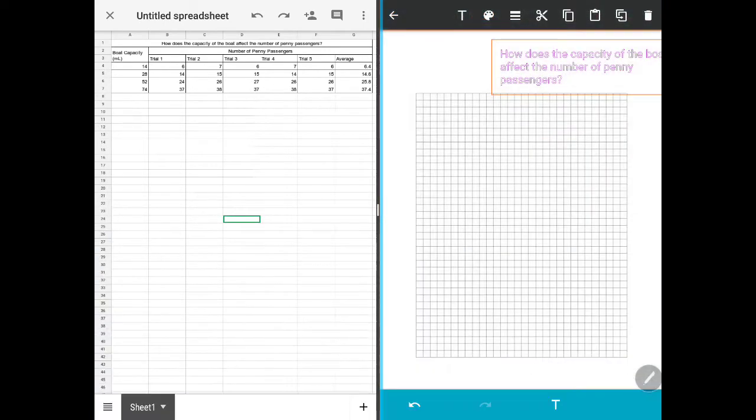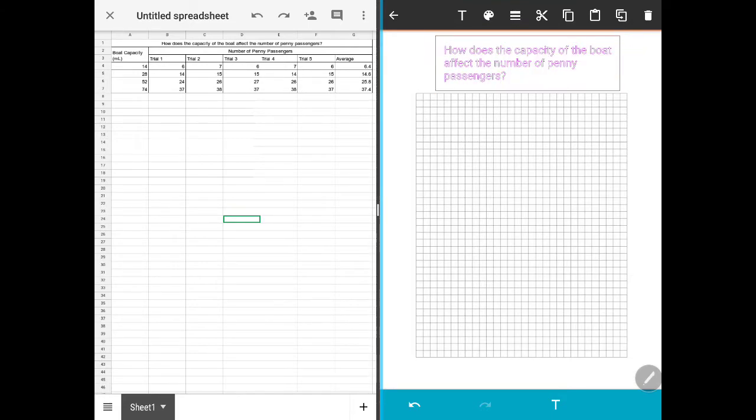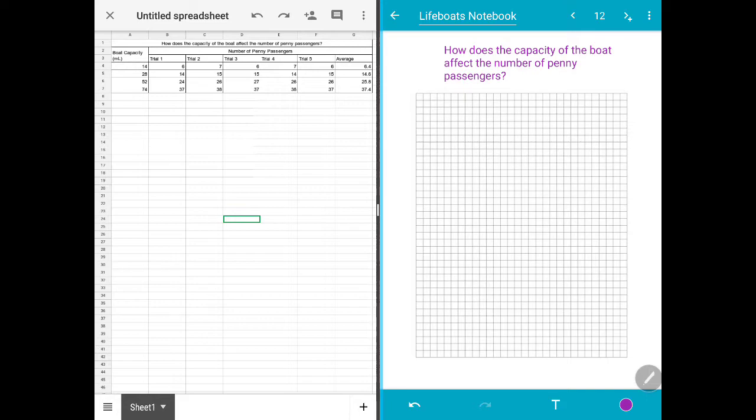Okay, one title. I want to center it above the grid. And the next thing I want to do is proofread it. Does it start with a capital letter? Does it end with a question mark? Does what I have typed make sense?